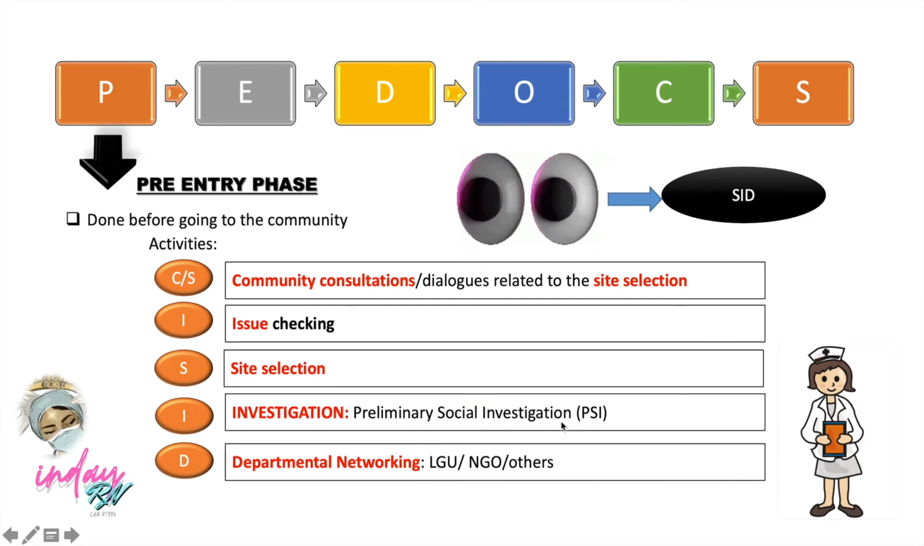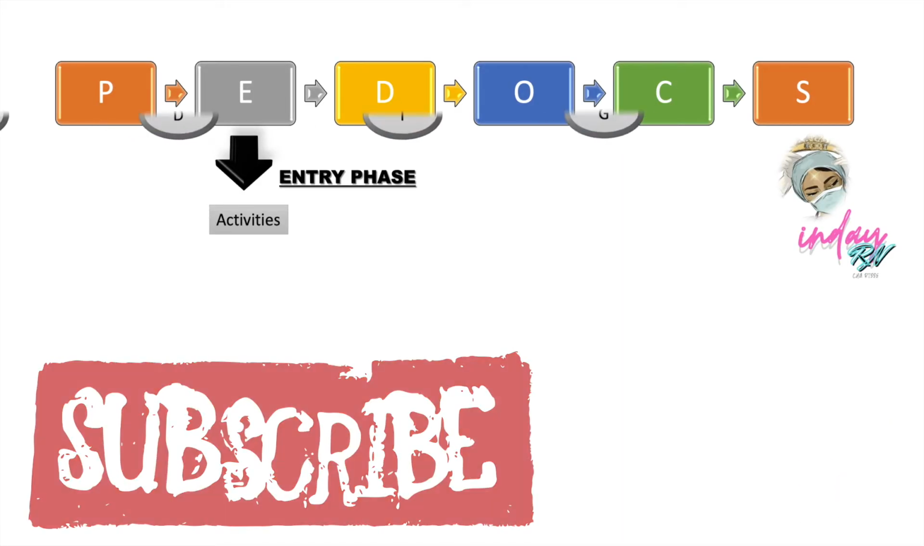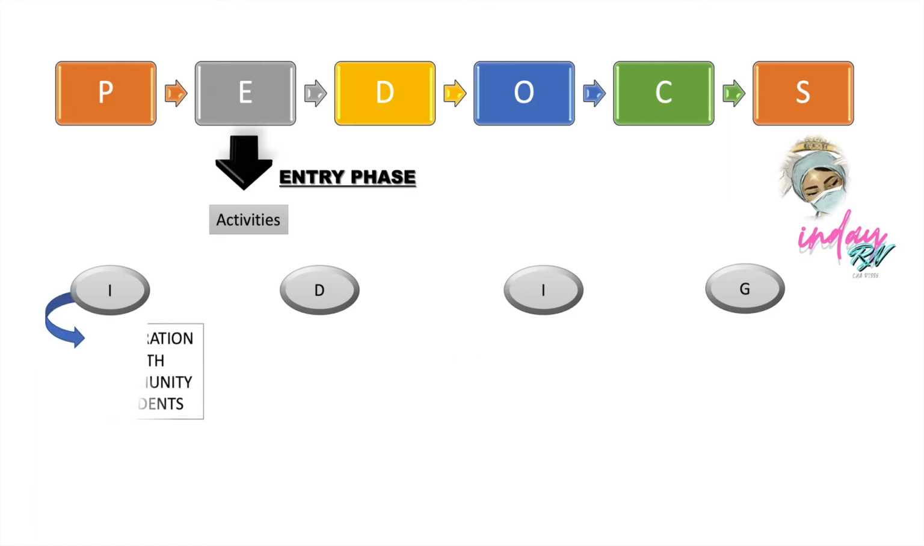We did some ocular survey there, but we did not go to the community yet. Okay? Unlike here in the E or entry phase, we are already using some checklists to have an integration with the community residents. Okay? Doing some courtesy calls with the community residents.